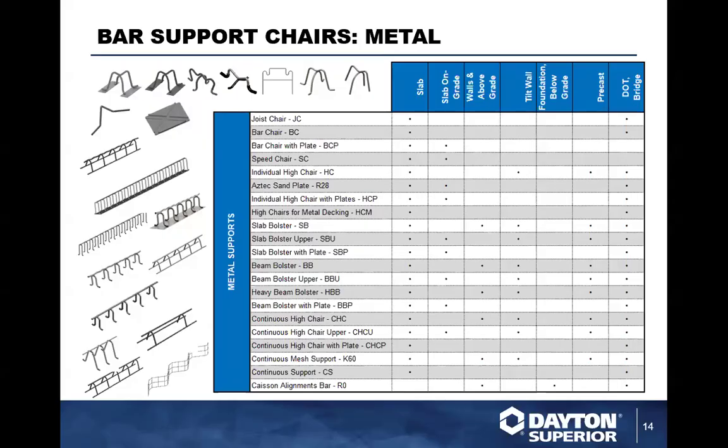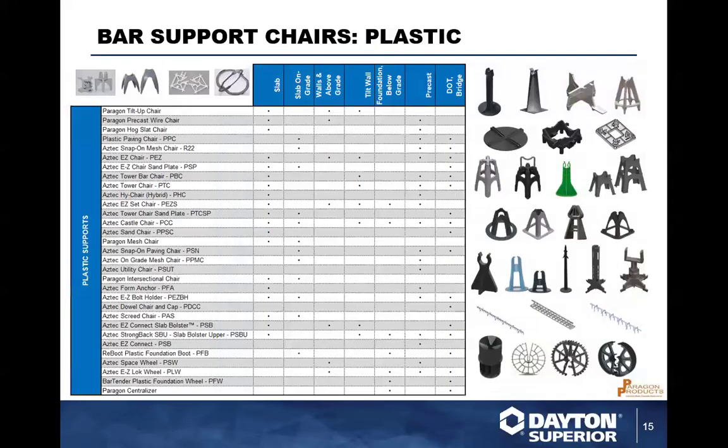The metal bar supports realistically are still a great option for 90% of the rebar projects on the site. But plastic is what I'll call a new generation, though it has been coming in for the last 40 years. It really has taken a big chunk of the business away from metal bar supports. And the plastic supports actually do a very good job of supporting the rebar.